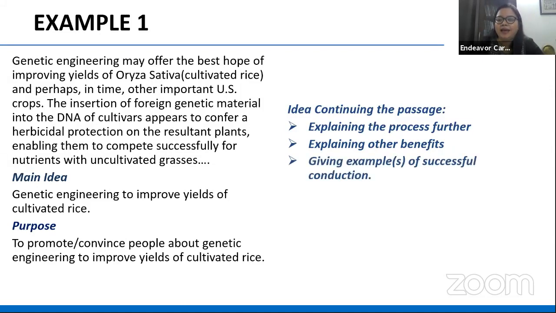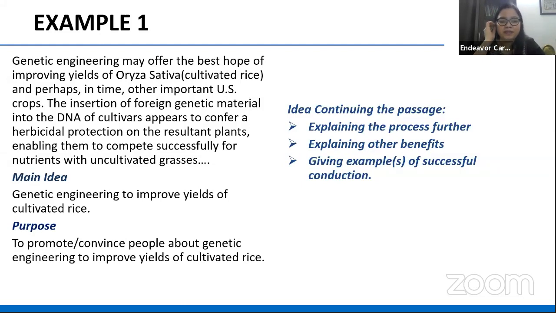He might even give examples of successful conduction. He might talk about other places where this was used to successfully improve the yields of cultivated rice. Now, while all three appear to be connected to the subject, we'll have to look at the purpose. Let's come back to the purpose. What is the purpose of the author? To promote the idea of genetic engineering, to recommend to people genetic engineering as a process.